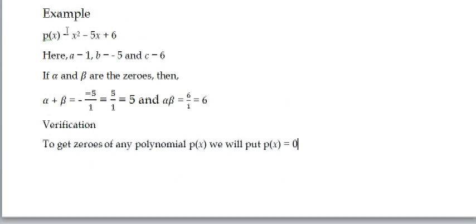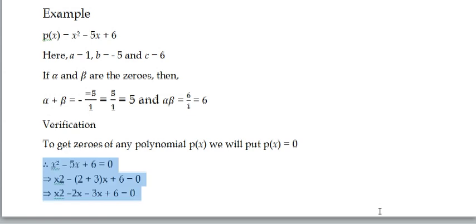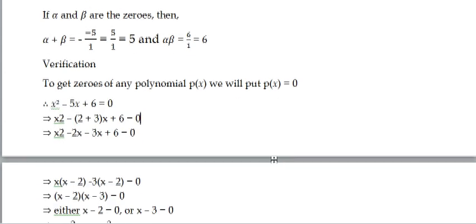How will we get the original zeros of this polynomial? To get the zeros of any polynomial p(x), we put p(x) equal to 0. By putting this expression, x² − 5x + 6 = 0, only then will we get the original zeros of the polynomial. And now here we are putting x² − 5x + 6 = 0.